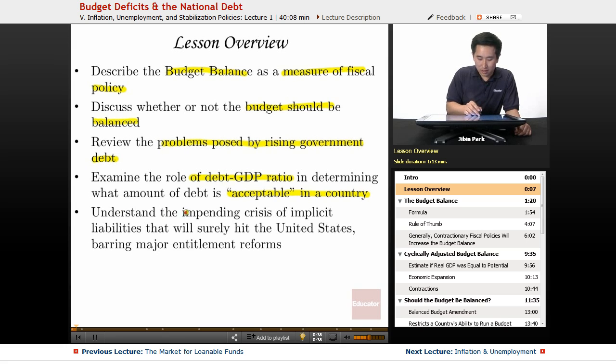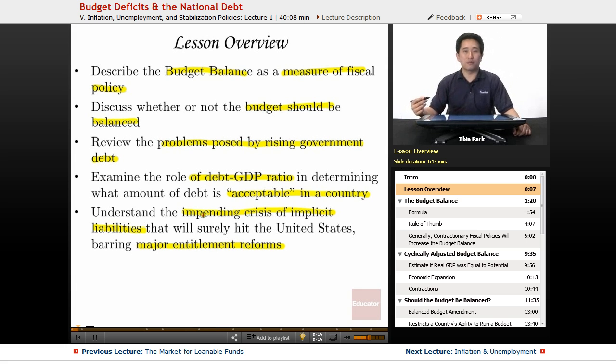And then we're going to understand the impending crisis of implicit liabilities that will surely hit the United States barring major entitlement reforms. So in this class, there's not a whole lot of politics per se. If you're also taking the AP government class, understanding the role of Social Security and Medicare is actually part of that class. In this class, we're going to look at it from more of the macroeconomic perspective, and see the role that Social Security, Medicare, Medicaid have in terms of government fiscal policy.